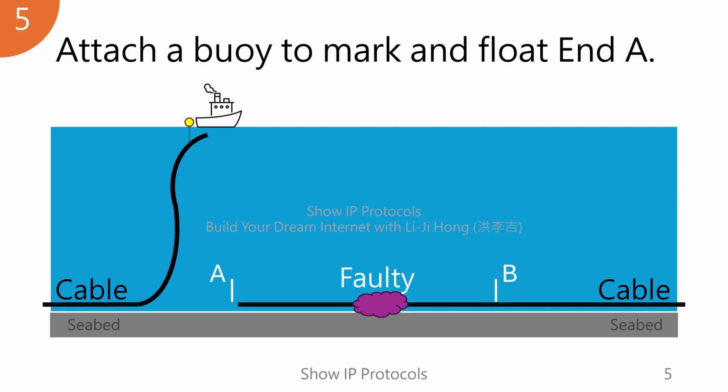5. Attach a buoy to mark and float end A. Now, we can attach a buoy to float end A to the surface. It also marks the location of end A at the surface. Also, the repair ship can go back to grab end A later.